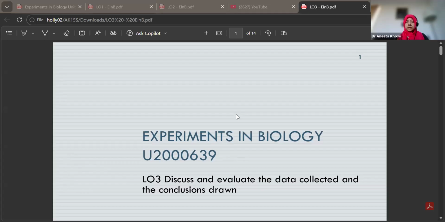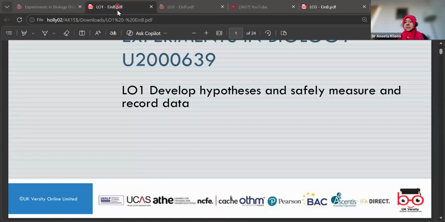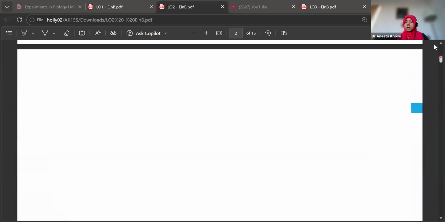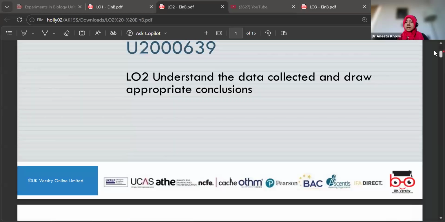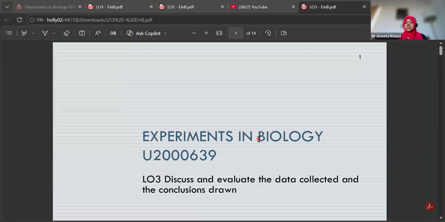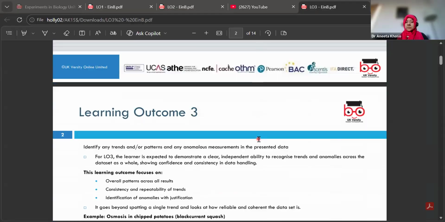So starting with the third learning outcome, this is to discuss and evaluate the data collected and the conclusions drawn. The previous session, the first session that we had so far done, was developing hypotheses and safely measuring and recording data. The second learning outcome was to understand the data collected and drawing appropriate conclusions. Now we're doing the third learning outcome, which is to discuss and evaluate the data collected and conclusions drawn. I hope you can see my screen and my voice is audible as well.